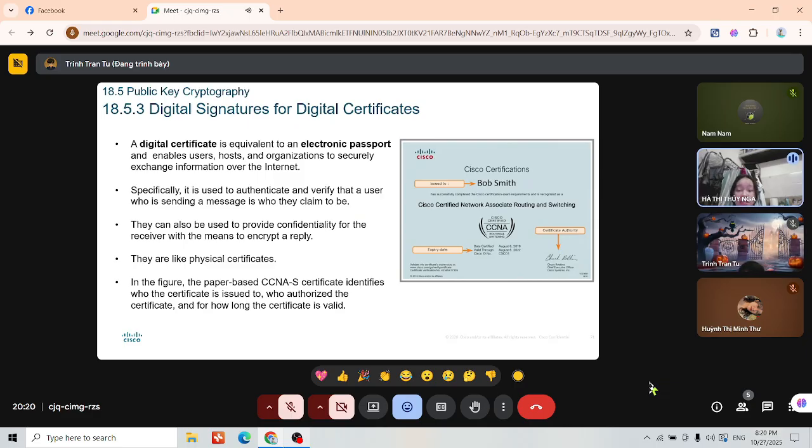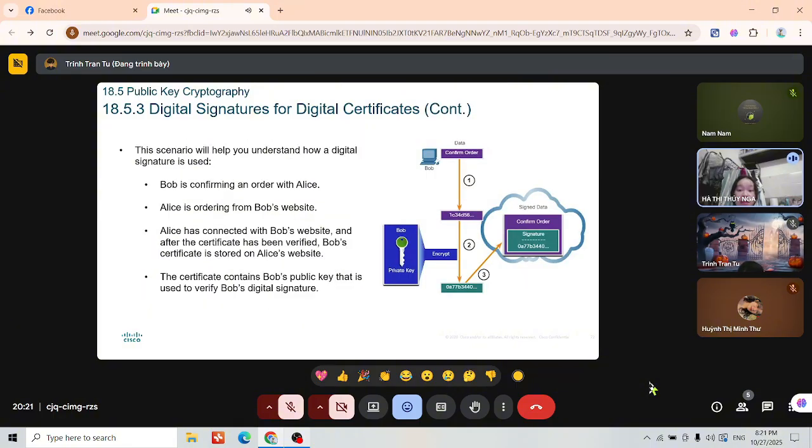Let's take an example. When Alice visits Bob's website, her browser checks Bob's digital certificate. If it's valid, the browser retrieves Bob's public key to verify his digital signature. In this image, Bob creates a hash of the message and encrypts it with his private key, thereby creating a digital signature.